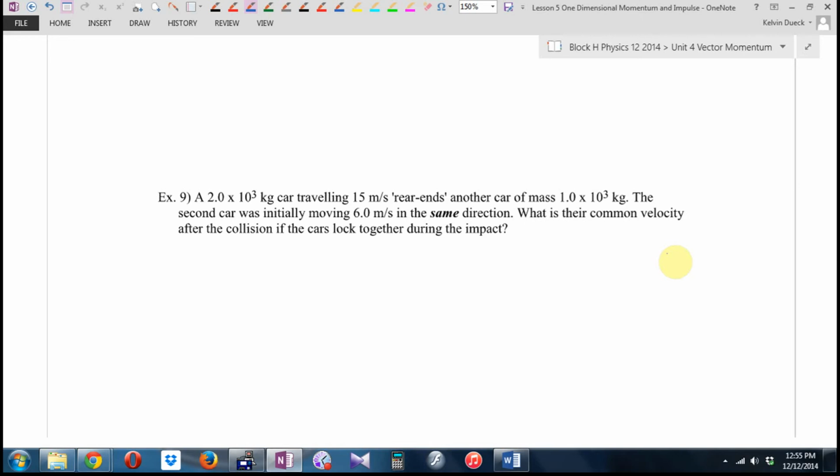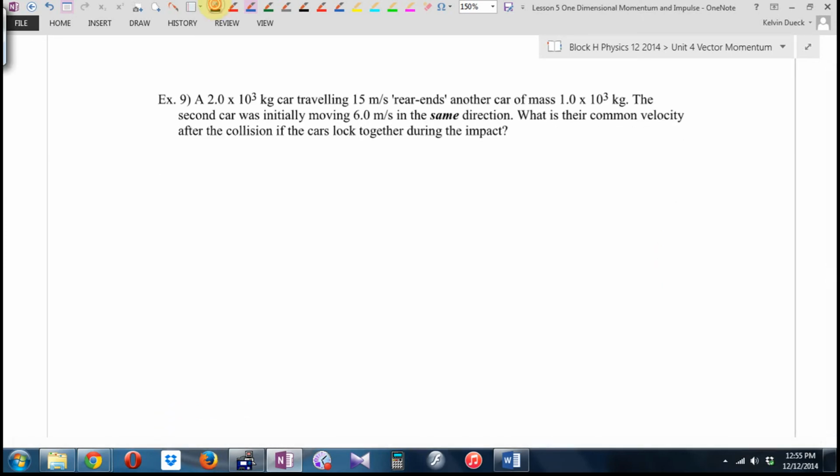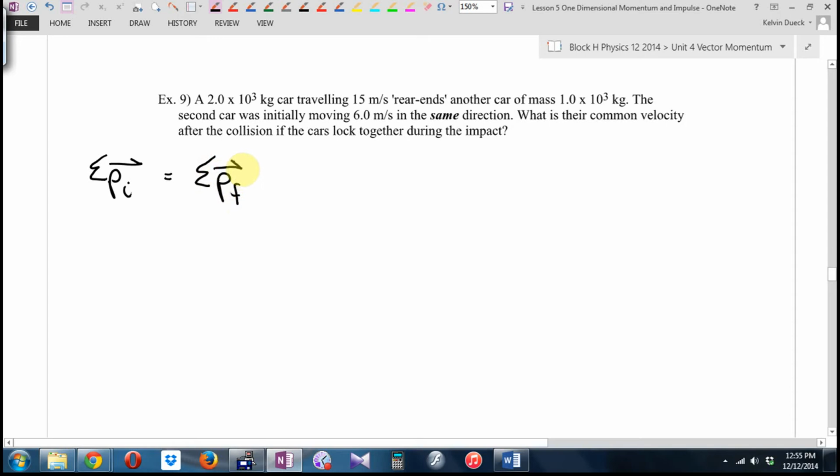Rear ends another car of mass 1 times 10 to the third kilograms. The other car was initially moving 6 meters per second in the same direction. Oh, so it was traveling slower, and this person bumped into it from behind. What's their common velocity if the cars lock together during the impact? Is there a collision? This is a job for conservation of momentum. The sum of all the momentum before the collision equals the sum of all the momentum after the collision.